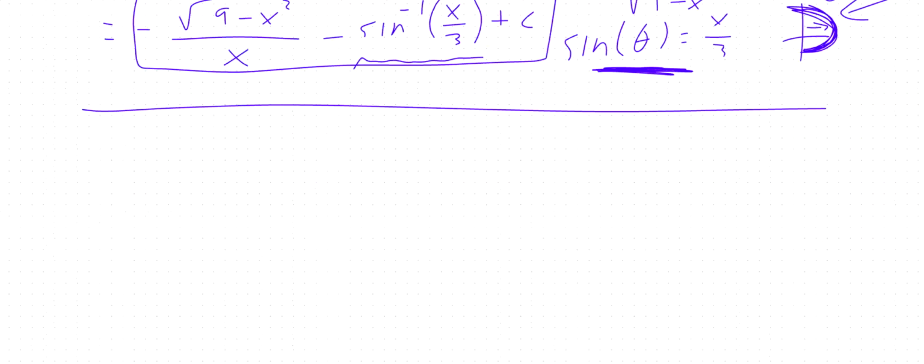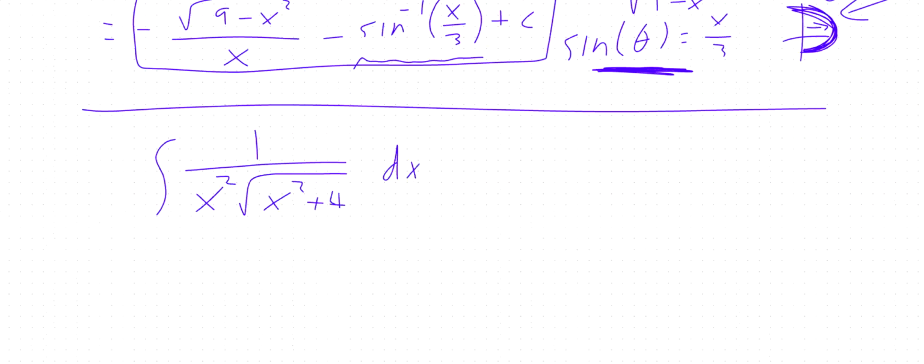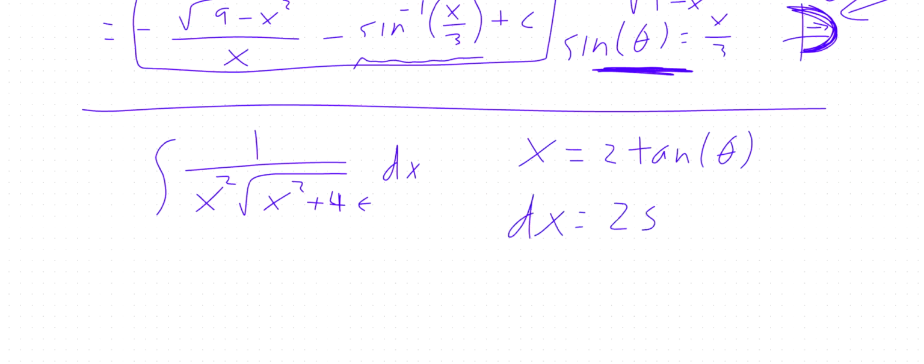Let's try another one. Let's do the integral of 1 over x squared times the square root of x squared plus 4. All right, right away, we have a plus sign inside with our x squared. It's x squared plus something. So that's going to make x equal something to do with tangent. And since we have a 4 there, let's make that a 2. So doing our derivative, we get dx equals 2 secant squared of theta d theta.